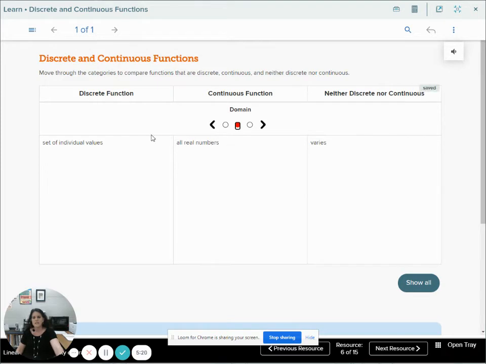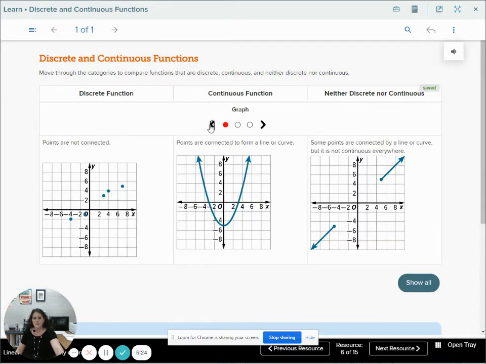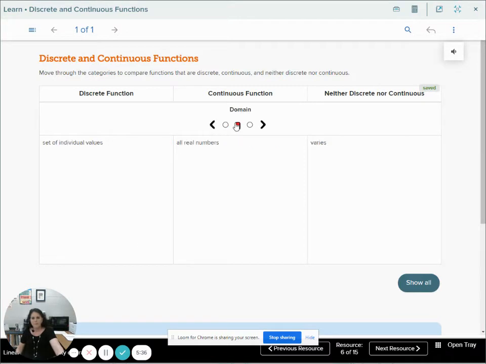Okay, so when I'm looking at the domain, it is all of the x values. In a discrete function, it's just all of these random x values. But looking at the x values for the parabola, it's all real numbers because it just keeps on going forever and ever and ever out this way. And it's going to vary depending on where our line is broken, where there are holes in the graph, for one that's neither discrete nor continuous.